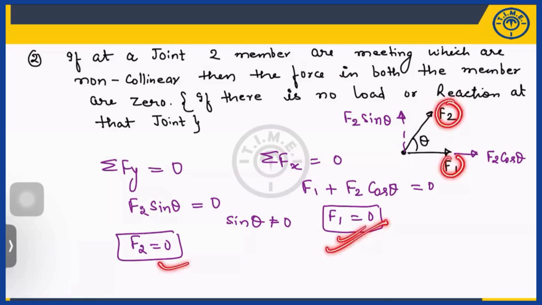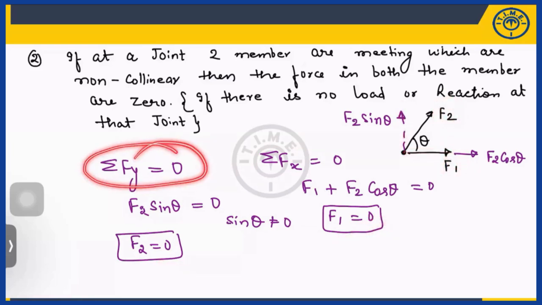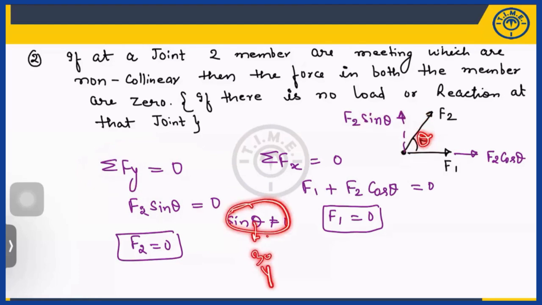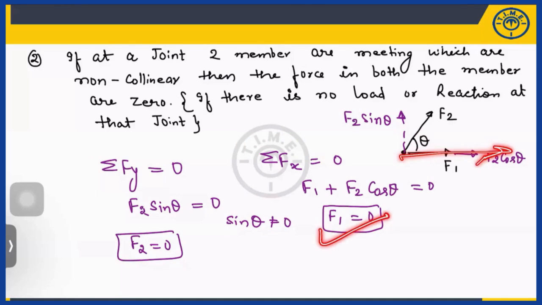How are you getting this? Just take the summation of force in x direction and y direction. Summation of force in y direction means F2 sine theta is equal to 0. Sine theta cannot be 0. Why? Because these members are acting at some angle, theta may be 30 or 40. So sine theta cannot be 0, F2 is 0. If F2 is 0, and you consider summation of force in x direction, you will get F1 also 0.